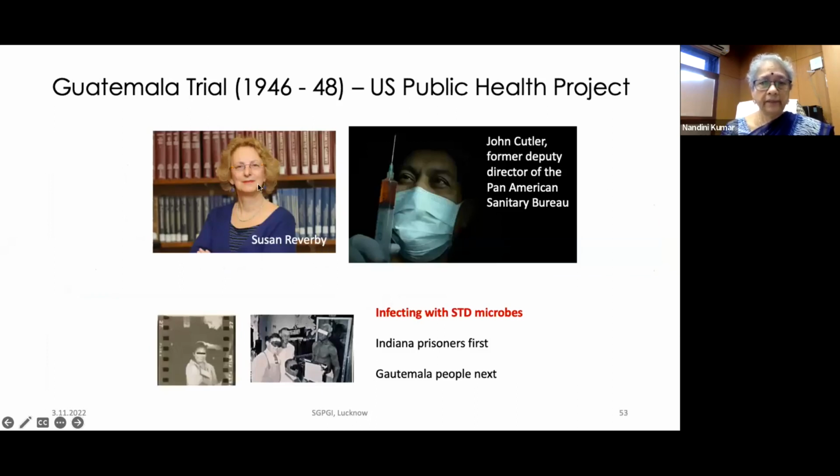This is Susan Reverby, a historian. She was very curious about the Tuskegee trial and went on to write books on that. Looking through documents, she accidentally came across some documents which were very incriminating. It told her about this Guatemala trial, which happened between 46 and 48. So the informed consent aspect through the Nuremberg Code was made in 47. Nobody paid attention to that until 48.